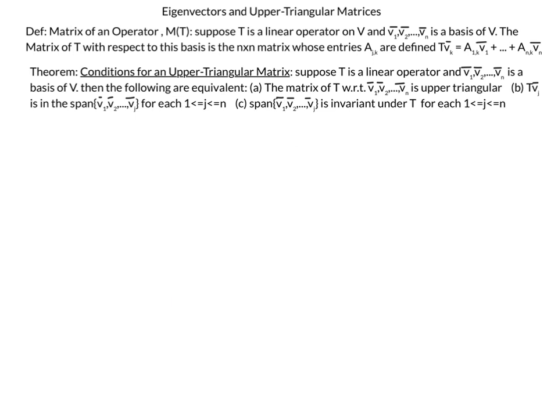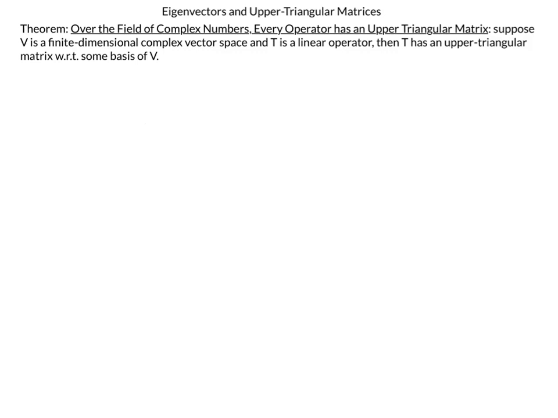So now we have this theorem that tells us when we can get an upper triangular matrix. And our next theorem is even better. We use this theorem to make a proof for the special case of the complex field. So when we're over the field of complex numbers, we can know that every operator has an upper triangular matrix. Suppose that V is a finite dimensional complex vector space and T is a linear operator. Then T has an upper triangular matrix with respect to some basis of V.